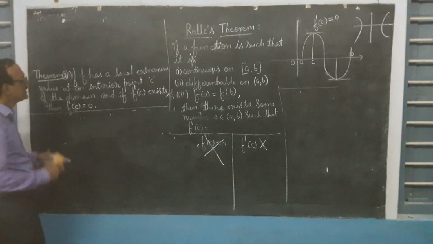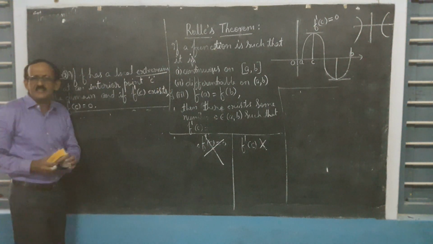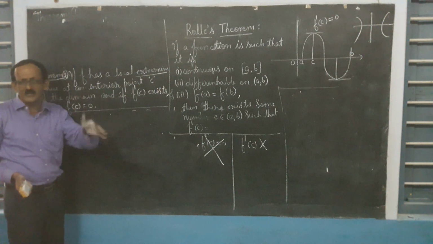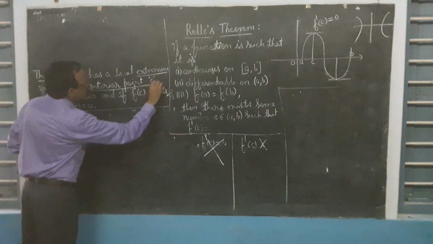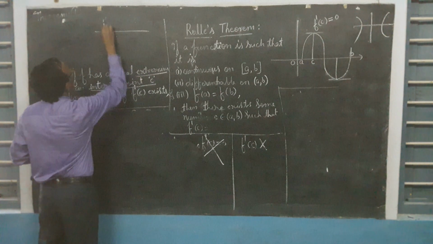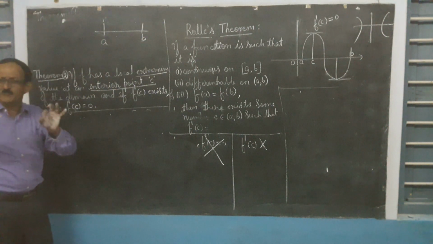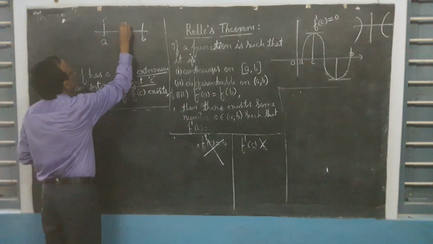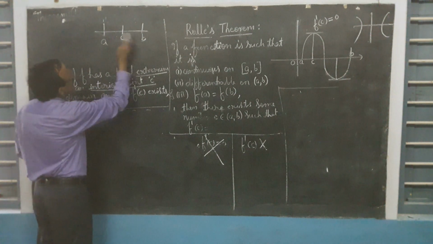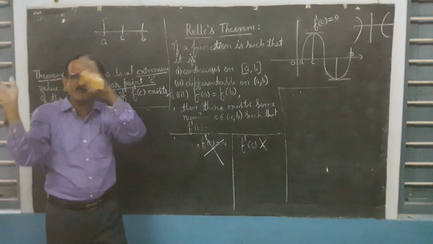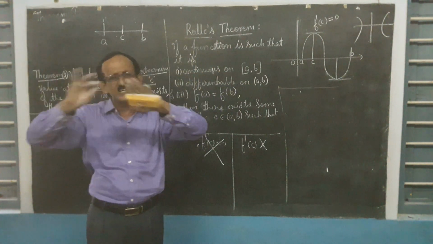Assume what? If a function f has a local extremum, either a local maximum or a local minimum, at an interior point c in an interval ab. What do you mean by interior point? An interior point means any point c which is in between a and b. Interior point, exterior point, you understand?